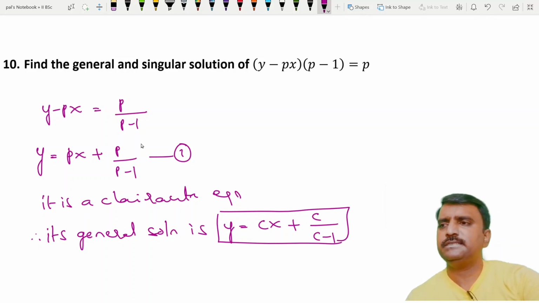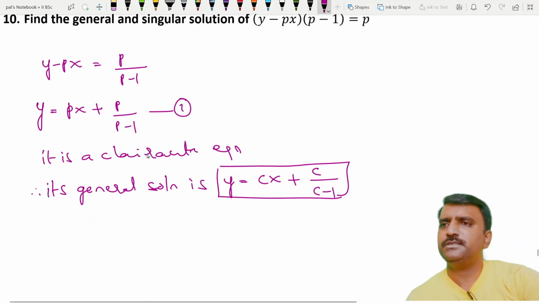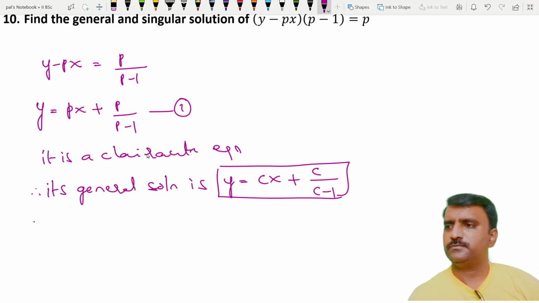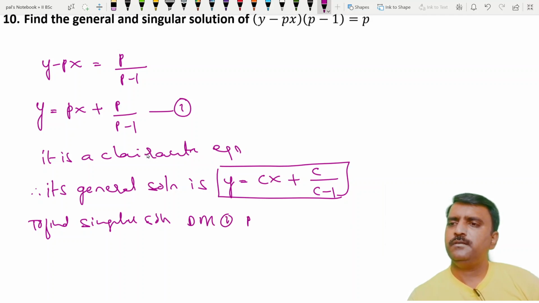To find its singular solution, differentiating 1 partially with respect to p.